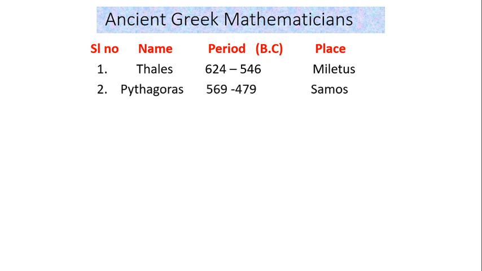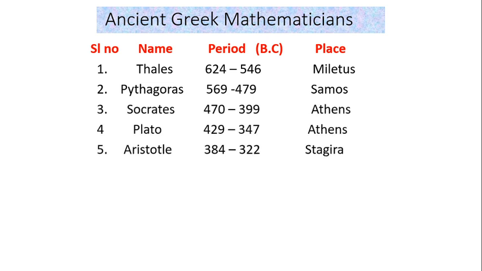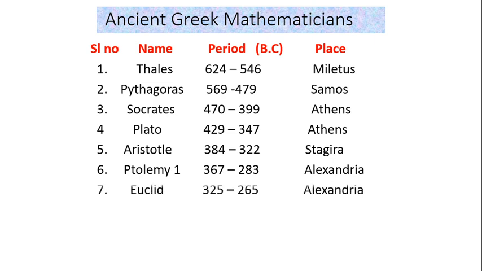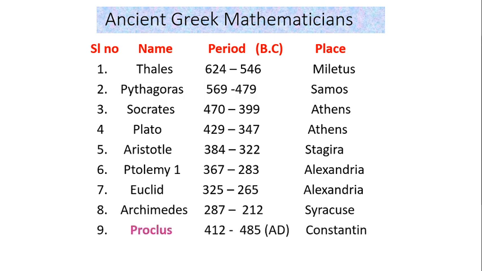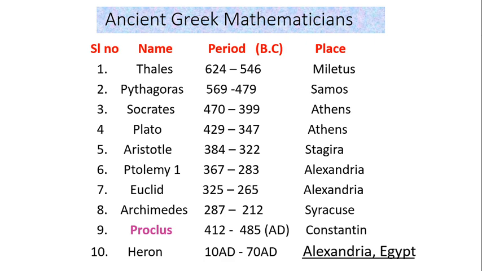And he is followed by Pythagoras. What a great student of Thales, and how fortunate Thales is. So Pythagoras was the student of Thales. Then Socrates, Plato, Aristotle, Ptolemy I. Then came Euclid. Then followed by Archimedes, Proclus. He comes under AD, after BC. So the last one is Heron, also from Alexandria, Egypt. So these are the top 10 ancient Greek mathematicians.